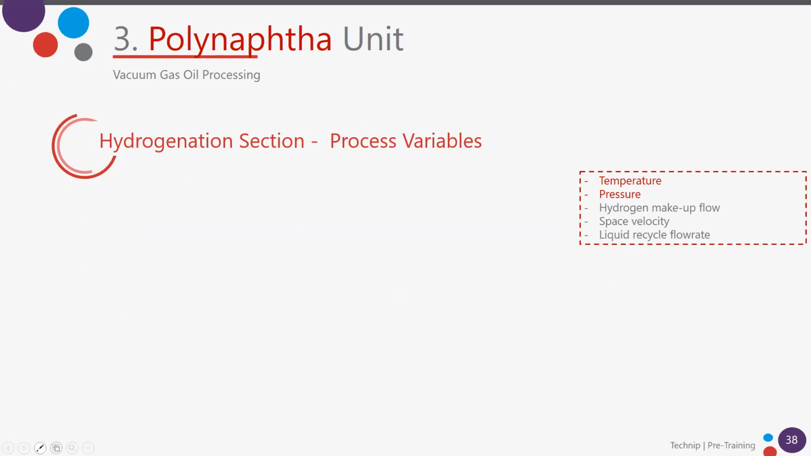So we have here some of the process variables. We will see the temperature, the pressure, the hydrogen makeup flow, the space velocity, and the liquid recycle flow rate. So temperature, this is a high activity catalyst, so we can operate at moderate temperatures.